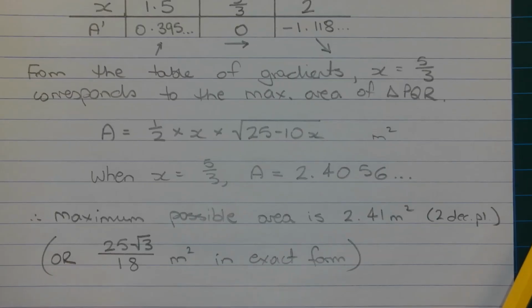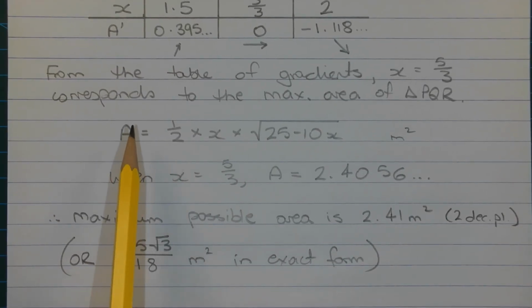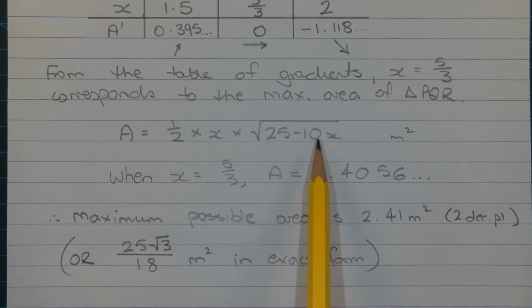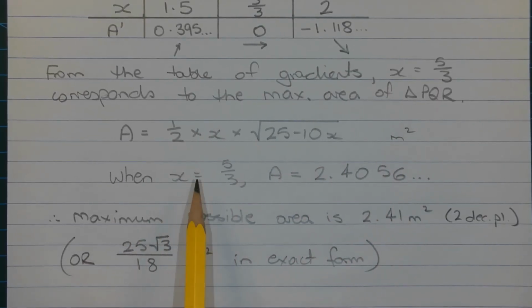Now from part 2, we have area A is equal to 1/2 times x times the square root of 25 minus 10x square meters. So when x is equal to 5/3, substituting this value for x here and here, we get A is equal to 2.4056 and so on. I haven't written the full decimal on the calculator screen, so I'm going to round the answer correct to 2 decimal places. Therefore, the maximum possible area is 2.41 square meters, correct to 2 decimal places, or 25 root 3 over 18 square meters in exact form.